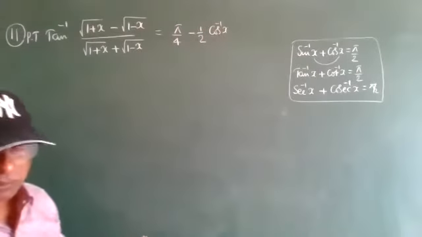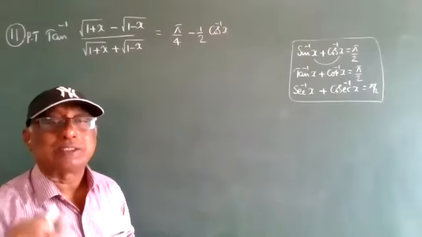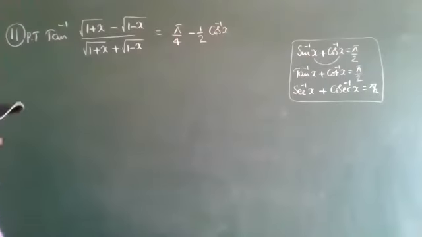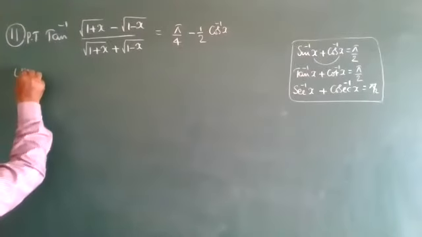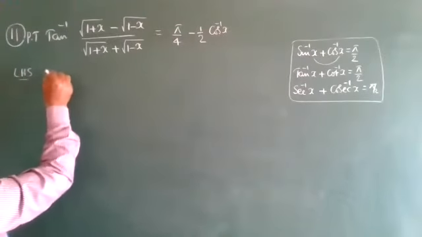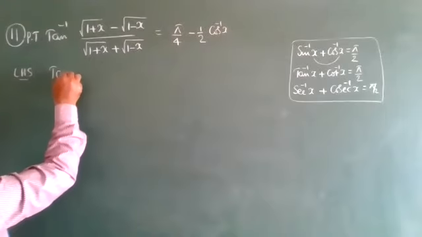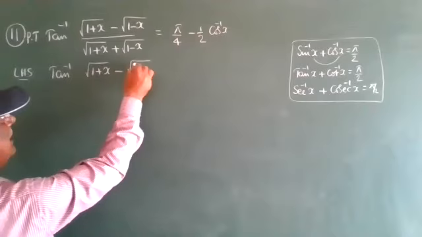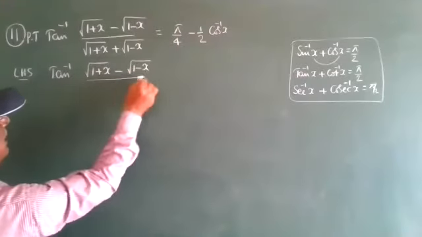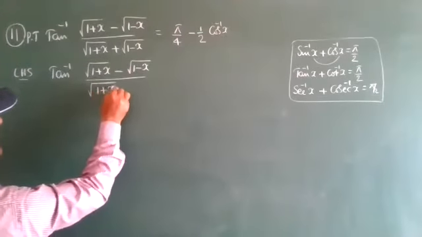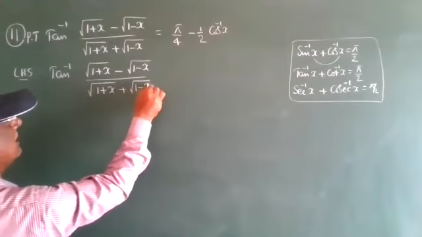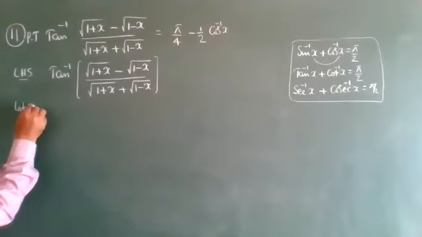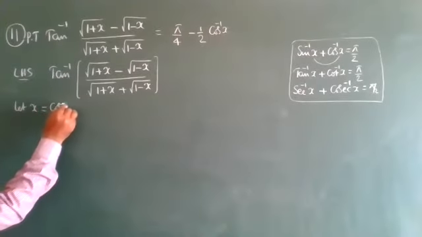So already in this problem, the hint is also given: take x as cos 2 theta. So take the left hand side of the problem. Take tan inverse of (root of 1 plus x minus root of 1 minus x) by (root of 1 plus x plus root of 1 minus x). In this problem, let x is equal to cos 2 theta.